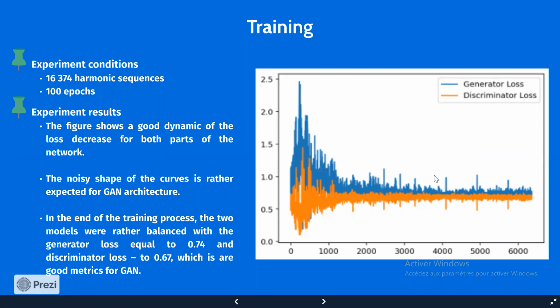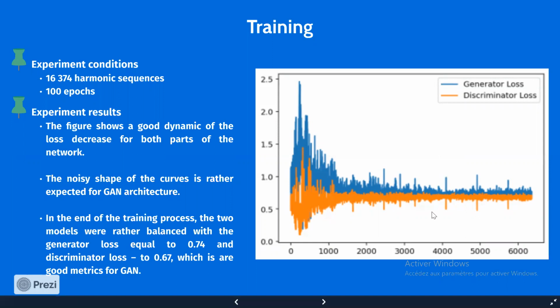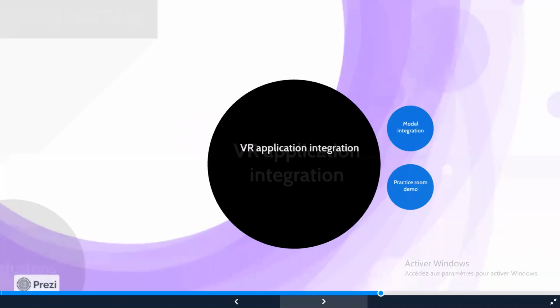The noisy shape of the curves is rather expected for a GAN architecture, and at the end of the training process, the two models were rather balanced, which is the goal of the GAN, with the generator loss equal to 0.74 and the discriminator loss to 0.67, so almost equal, which is a good metric for a GAN. Okay, I'm passing the word to my collaborator, who will explain in detail the model integration into the VR app. It's time for you, Sam.